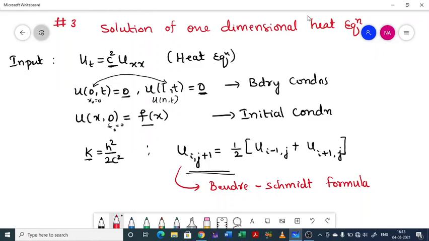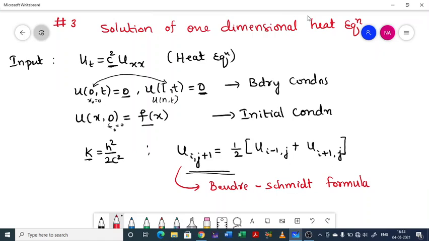I welcome you all for the discussion on numerical methods for PDE. In our previous classes we have discussed the solution of the one-dimensional wave equation. Today we are going to discuss the solution of the one-dimensional heat equation using numerical methods.